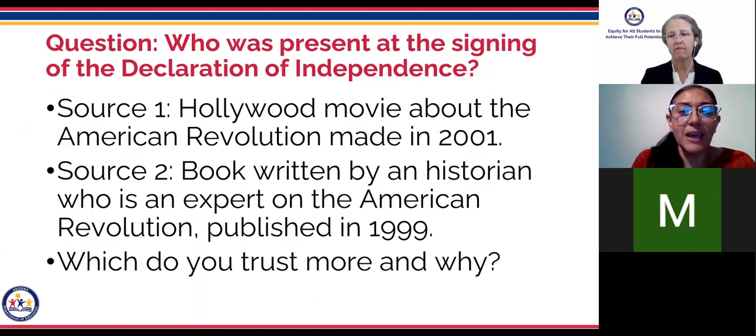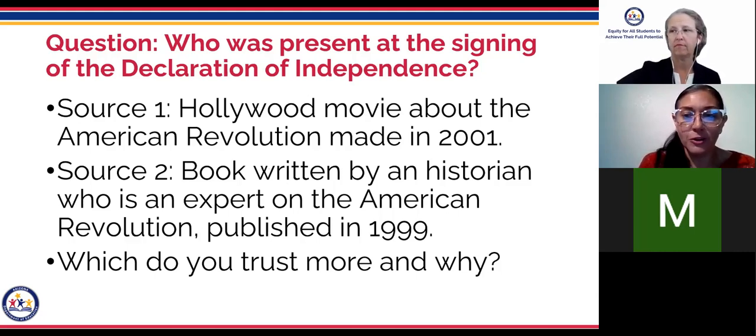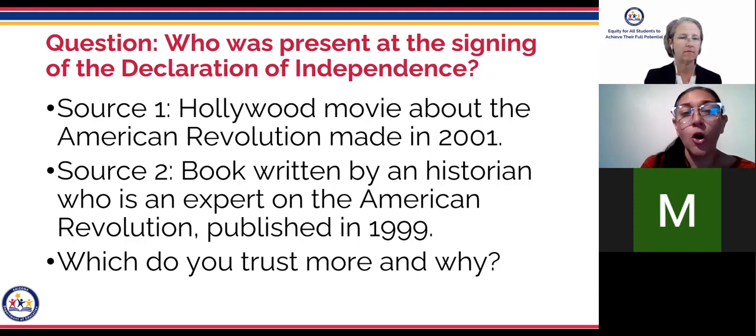Okay, and I want you to think, if your students were going to go and find the answer to this question, would you want them to look at source one, which is a Hollywood movie about the American Revolution made in 2001, or would you like them to go to source two, which is a book written by a historian who is an expert on the American Revolution, and it was published in 1999? So in the chat, please tell us if you would pick source one or source two, and why would you trust it more? So I see lots of source two starting to come up, but tell us why. Why would you pick that one over source one? Or if you're picking source one, why would you pick that one?